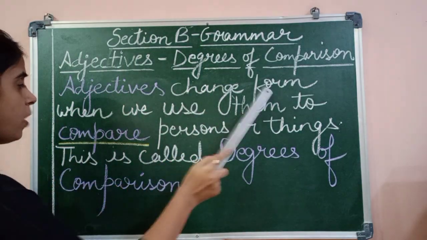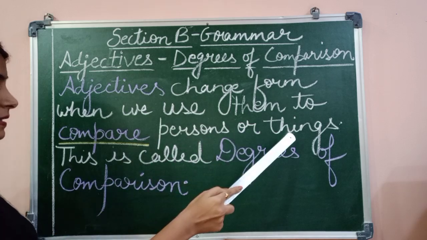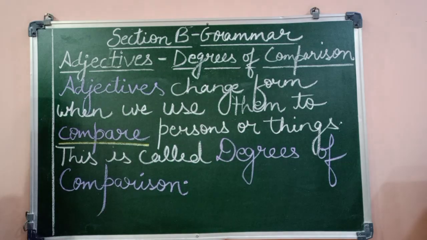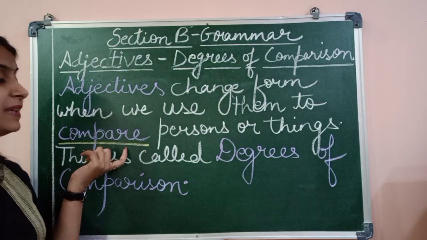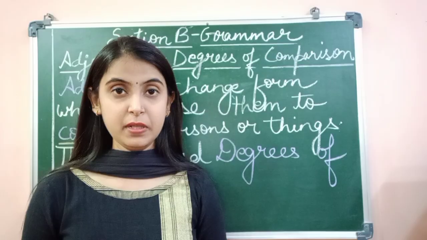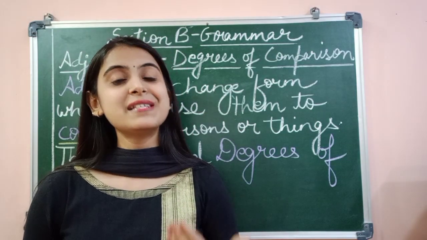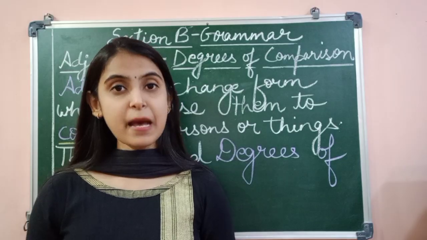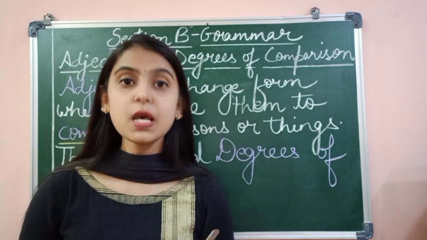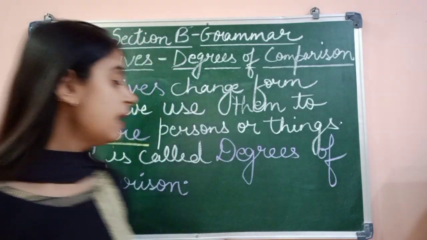Adjectives change form when we use them to compare persons or things. This is called degrees of comparison. Now children, you need to understand the meaning of compare. What do you mean by compare things or people? Compare means to measure or to examine somebody or something so that we can find out the differences or similarities between them. Right?